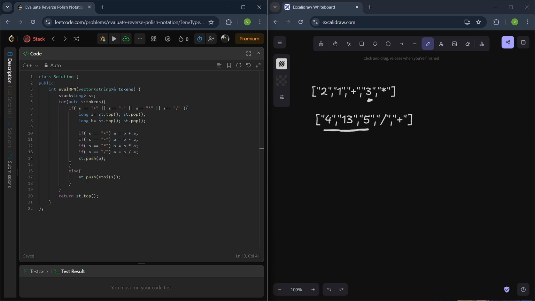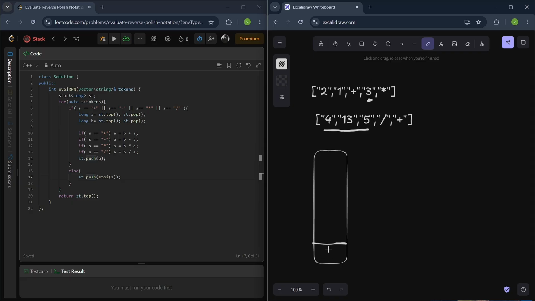So don't worry. First, we take the first two values of the stack, name them a and b, and then pop them out. If plus, then do addition. If minus, do subtraction. If multiply, then multiply. If divide, then divide the values. And then again push the result back to the stack, as we have seen here. And this is how we will return the last value. Let me just go through this again.